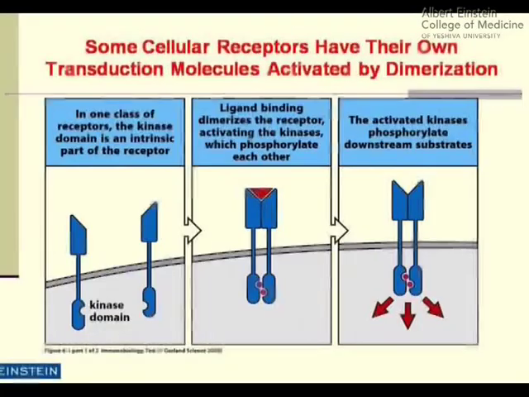Now, there are some cellular receptors. So this is extramembrane, this is inside the cell, this is a receptor. In this particular case, it would be a homodimer because these proteins are exactly the same. When they're separate, their kinase domains cannot interact with each other and phosphorylate each other.